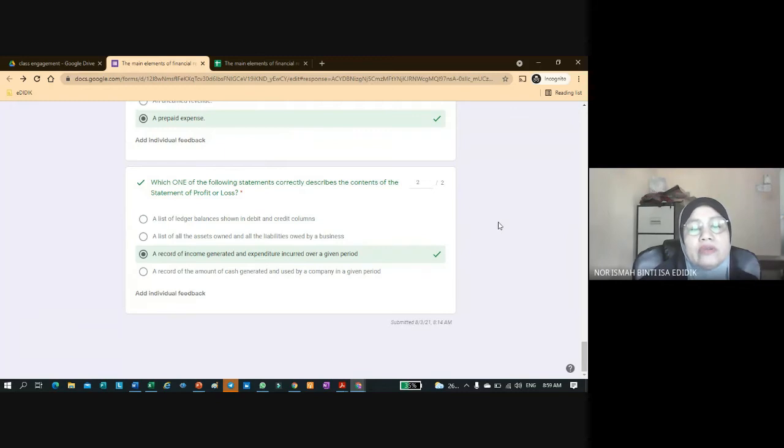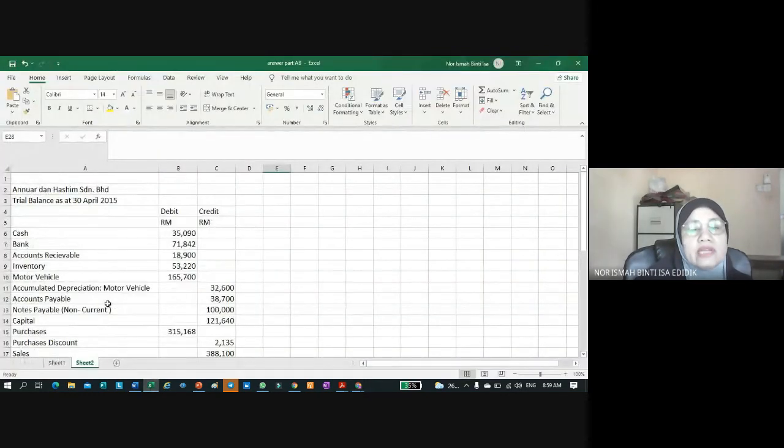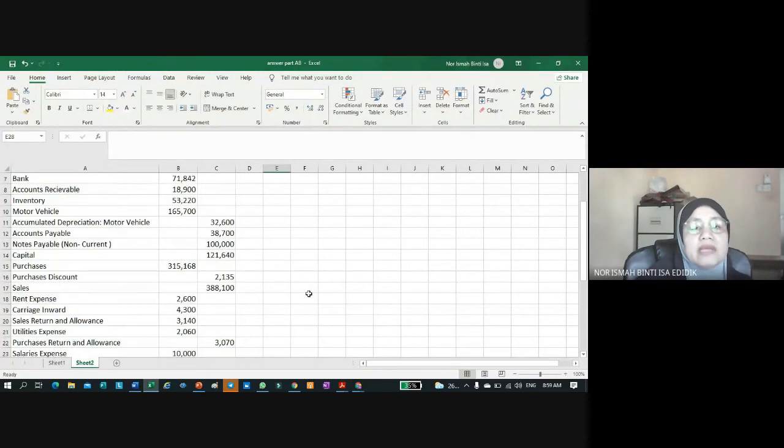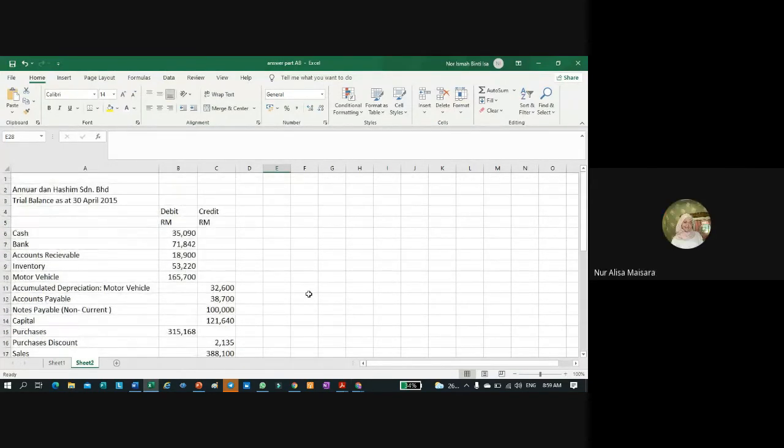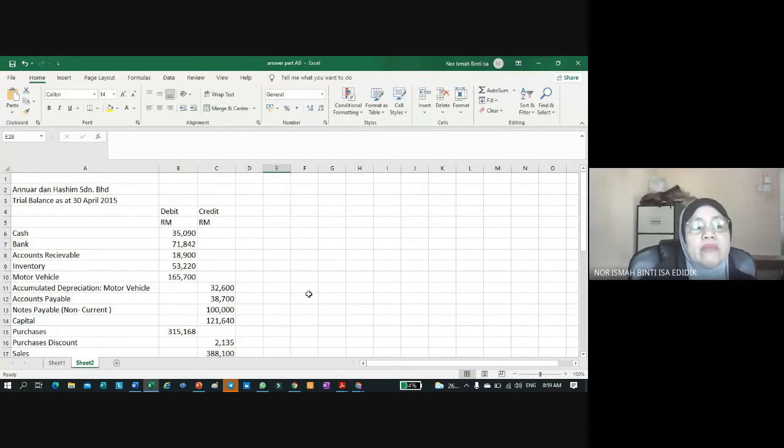So we are going to do preparing financial statements. I have a question, and you can see that I gave the question in Excel. Can you see it? Okay, this is a question related to preparing financial statements. I just show how to prepare it with the amounts given in the trial balance. So this is unadjusted.